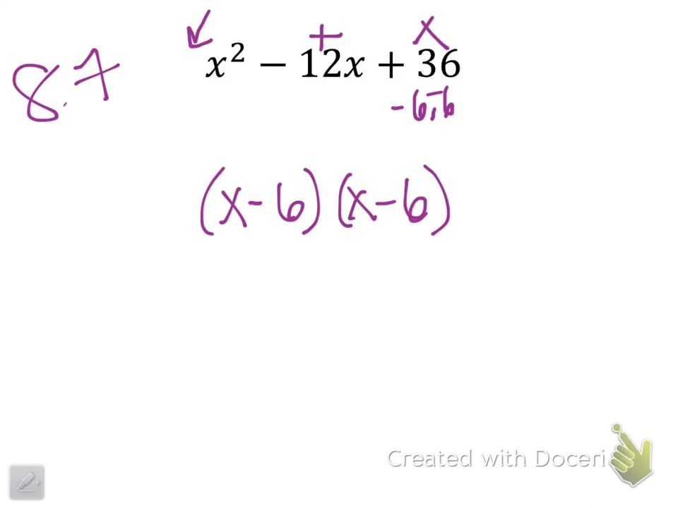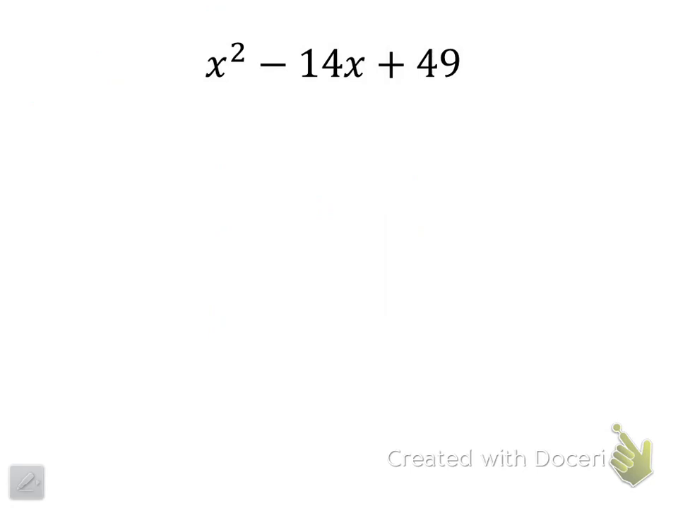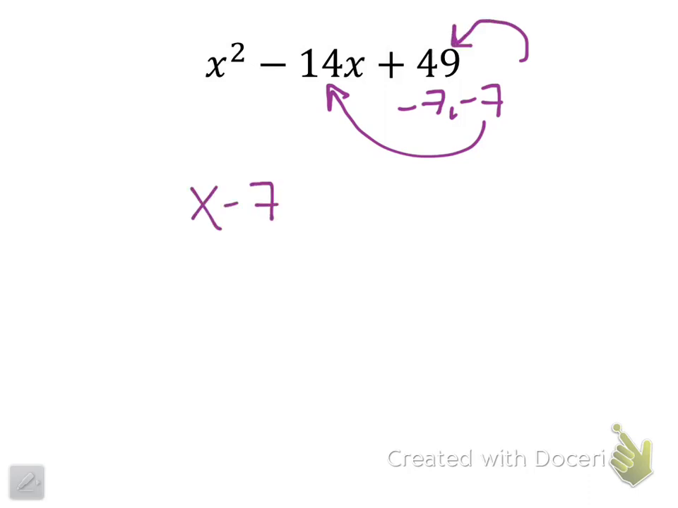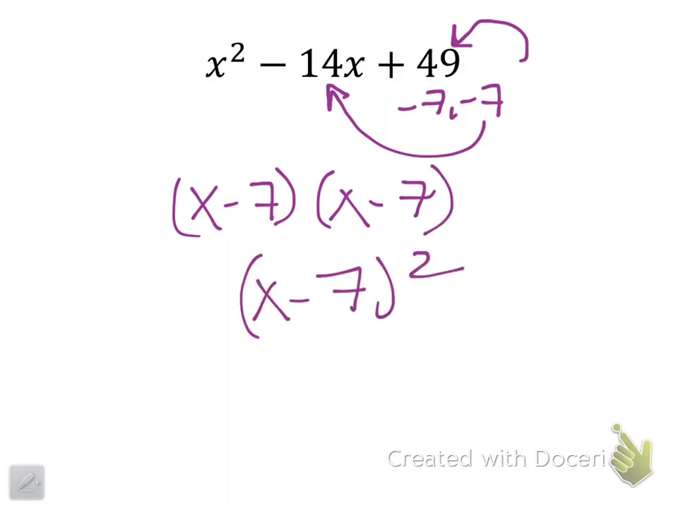Okay, so this is going to be, you can also write it x minus 6 squared, which is also called the perfect square. Okay, so this one we can do negative 7 and negative 7 because that adds to get me negative 14 and also multiplies to get me 49. So if I do x minus 7, we can do x minus 7 squared, so it's a perfect square.